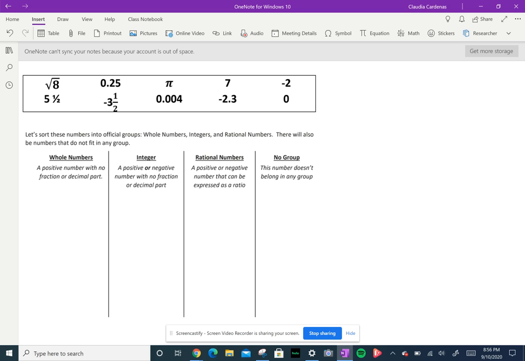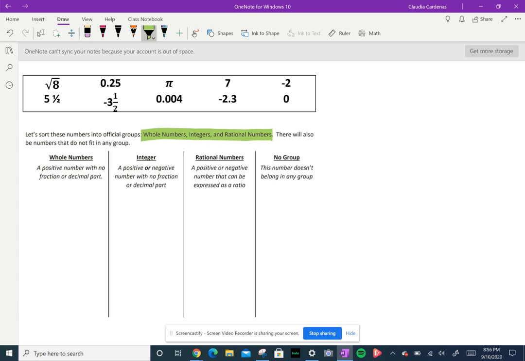Okay, so let's look at the numbers again from the do now and sort these numbers into official groups. Okay, so we have whole numbers, we have integers, and we have rational numbers. So I'm going to highlight those. And there will also be numbers that do not fit in any group, and that's okay.